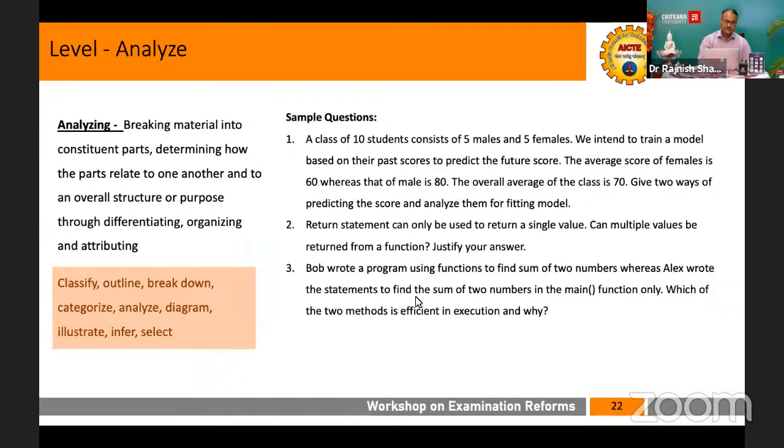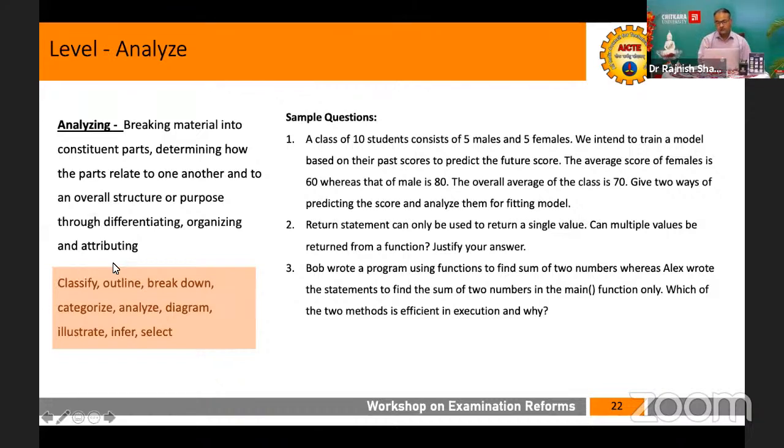It is analyze. And typical words which can be used to set the questions pertaining to the analyze level of Bloom's taxonomy: classify, outline, likewise breakdown, right? Categorize, analyze again. Then you may ask them to draw some diagram, then illustrate, infer from a particular situation, select, give them a choice among different options, and then ask them to select the best option.